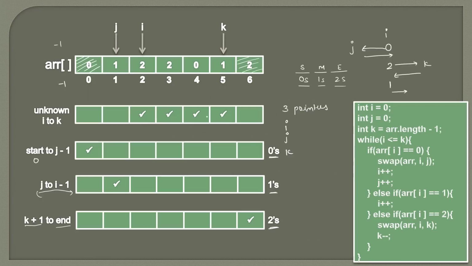Now array of I is 2. So this condition comes out to be true. So we know what we need to do. We need to simply swap this value with k. So 1 will come here and 2 will go there. 1 comes here, 2 goes there. And then we will decrement k. Because the next 2 value should come here. So this position is filled and one more number is now known.